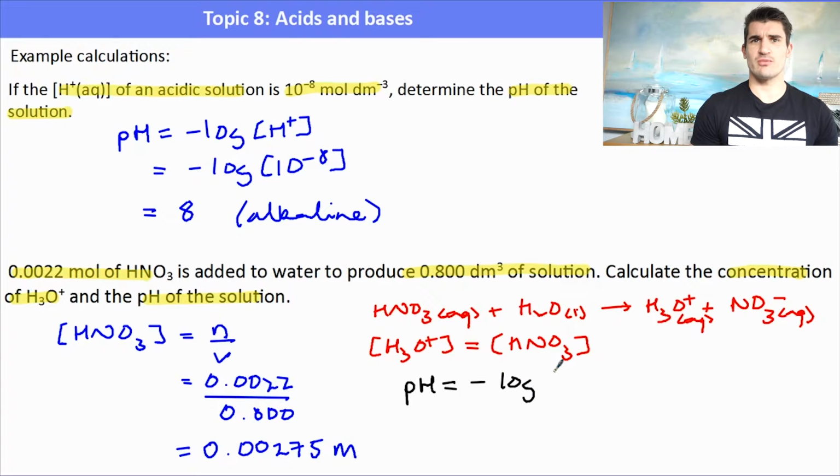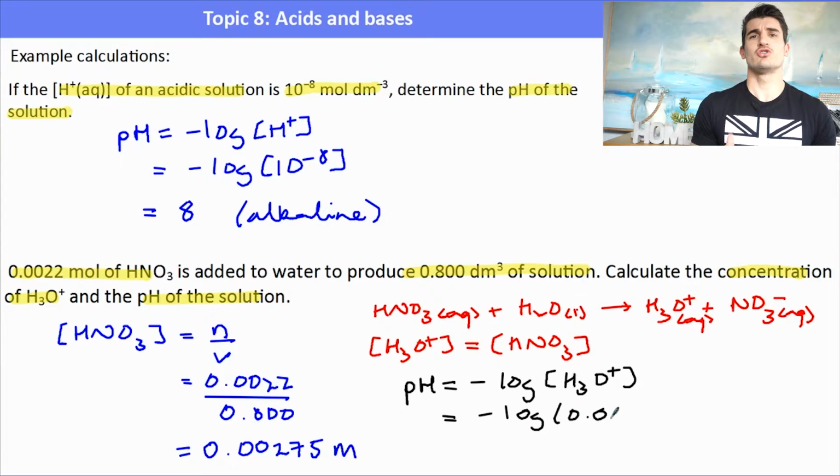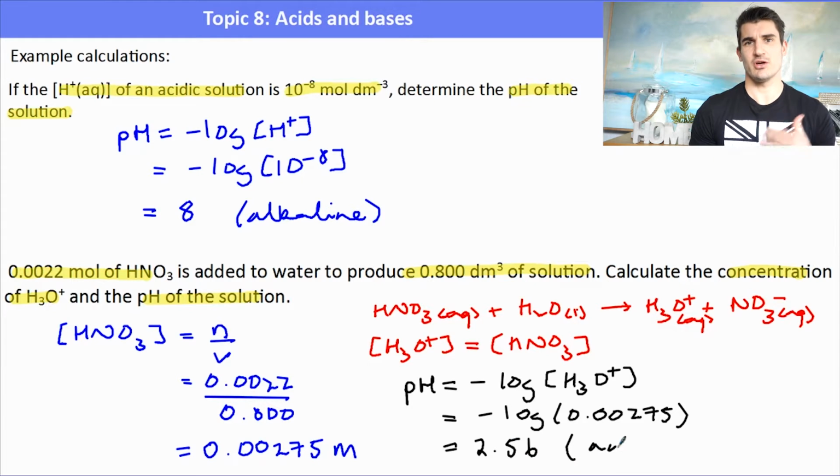So now we can determine the pH by just subbing in the negative log of H3O+, which in this case was 0.00275 molar, to determine the pH of the solution, which is 2.56. This would be an acidic solution. It's lower than 7, so it's acidic.